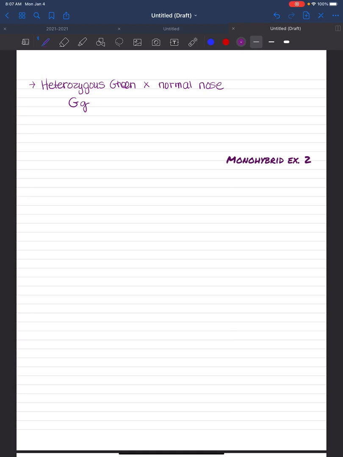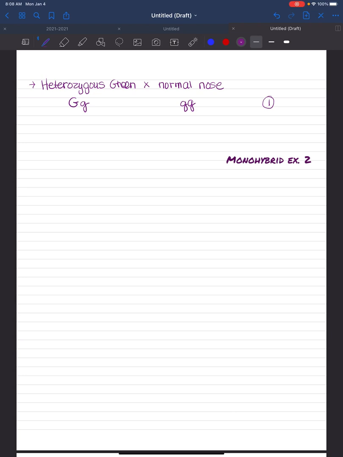And then the father has a normal nose. And so to have a normal nose, that's a recessive trait. And so he has two little g's. And I didn't have to tell you homozygous or heterozygous, because normal nose can only be expressed with two little g's. So step one was to write the genotypes of the parents.